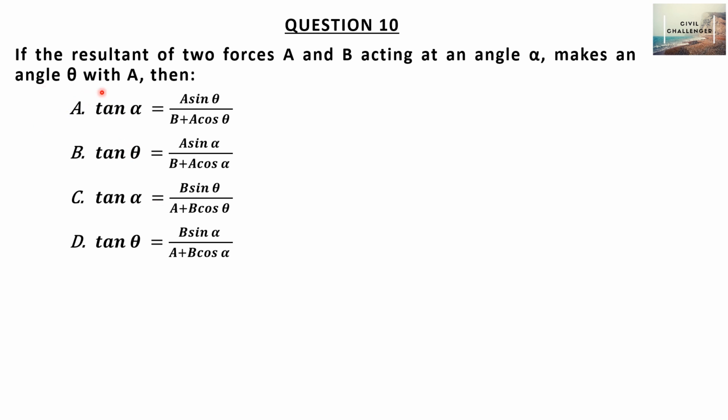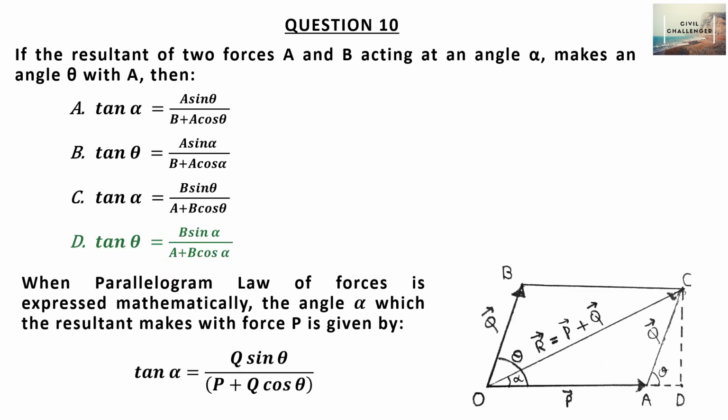Okay, let's see the next question. If the resultant of two forces A and B acting at an angle alpha makes an angle theta with A, then option A, tan alpha is equal to A sin theta divided by B plus A cos theta. Option B is tan theta is equal to A sin alpha divided by B plus A cos alpha. Option C is tan alpha is equal to B sin theta divided by A plus B cos theta. And option D is tan theta is equal to B sin alpha divided by A plus B cos alpha.